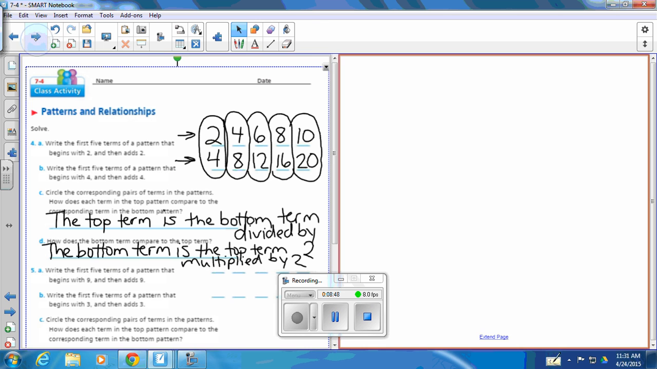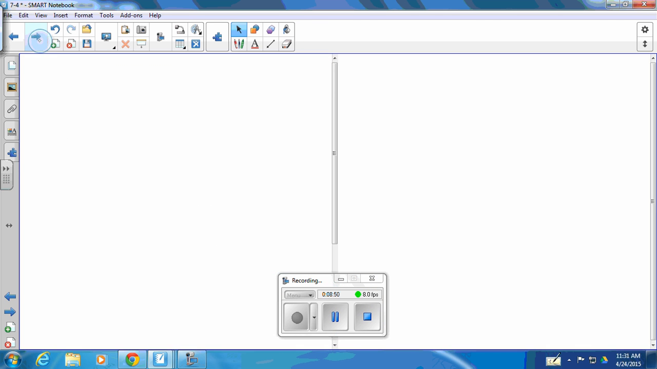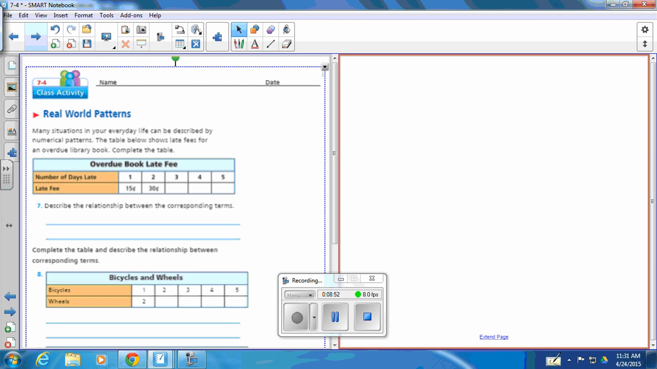Let's look at number 7. It says many situations in your everyday life can be described by numerical patterns. The table below shows late fees for an overdue library book. Complete the table. Number of days late would be the term number here. Late fee would be the actual terms. So we have a pattern here. 15 cents on day 1, day 2 it's 30 cents.